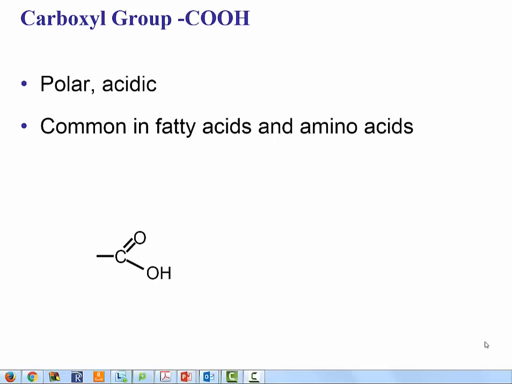This is the carboxyl group, also shown as a COOH. It's a polar group and it's acidic. It's commonly found in fatty acids and amino acids. As shown on the little diagram at the bottom of the slide, it's a carbon double bonded to an oxygen, single bonded to another oxygen that's bonded to a hydrogen. It's an acidic group because that hydrogen can be donated to the solution that the molecule goes into, making that solution more acidic.